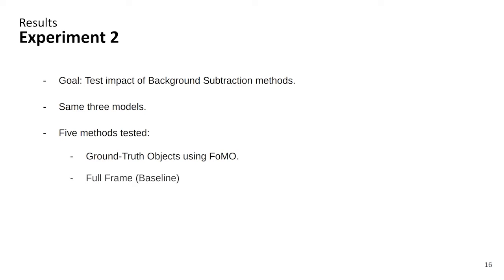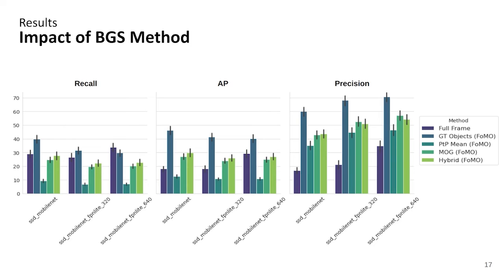Also, the full frame, which is again the baseline, and then a mixture of Gaussians, pixel to pixel min, and hybrid, which is a mix of the two previous. The following results show the recall, average precision and precision of the 3 object detection models using the 4 background subtraction methods considered, plus the baseline. On the one hand, the results show how FOMO performs compared to the baseline method.